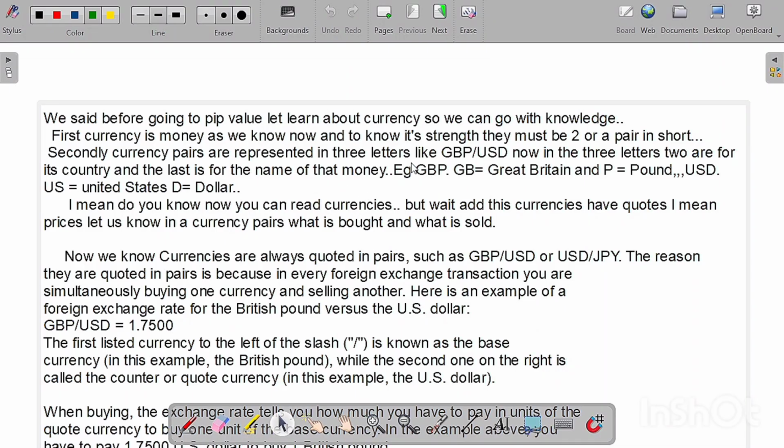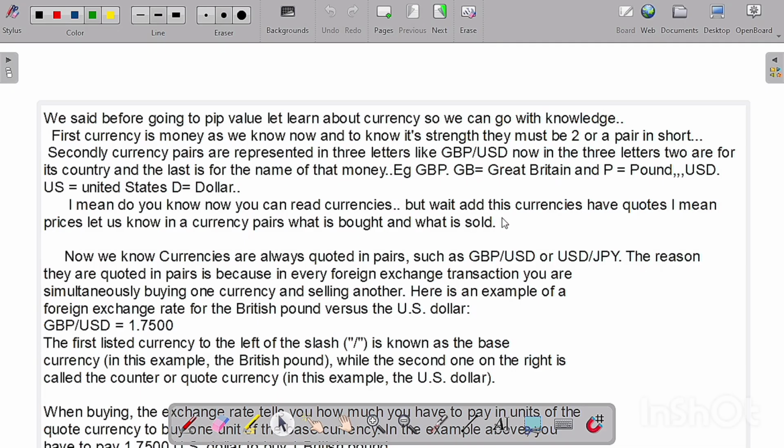From this point, we have seen that currencies must be in pairs, and that's why we have something like GBPUSD. Something else is that pairs are represented in letters, not in the full name of their country and the name of their money. So it is two letters representing the country and the last letter representing the name of that currency. Do you know now you can read currencies? It's very simple, you have learned that.